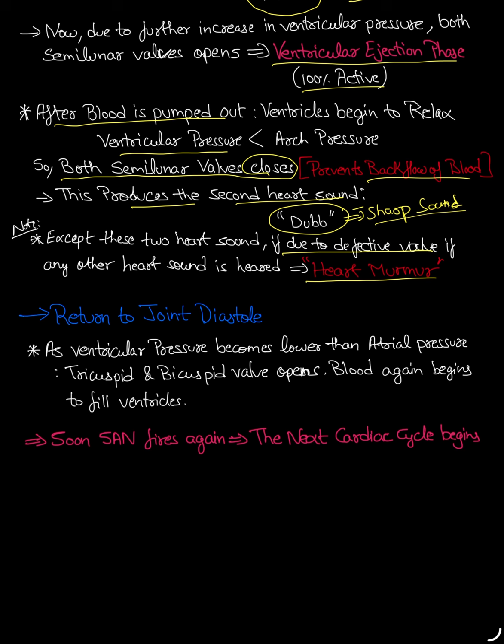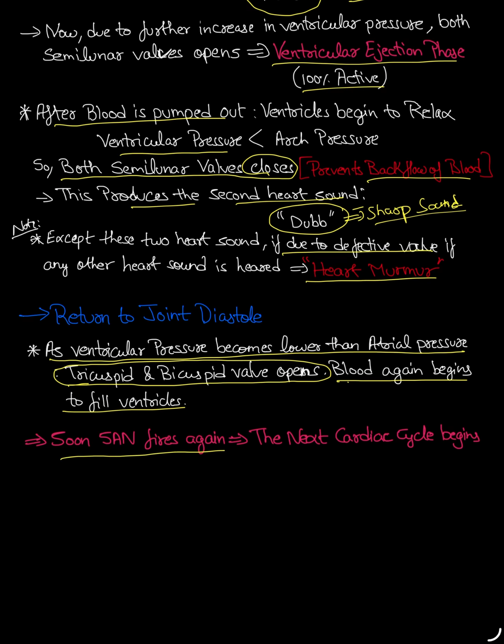Now after the closing of the semilunar valves, ventricle pressure becomes lower than the atrial pressure, the auricle pressure. This makes the tricuspid and bicuspid valves open, and again blood begins to fill the ventricles. Soon the SA node fires and the next cardiac cycle begins. This is all about the cardiac cycle.